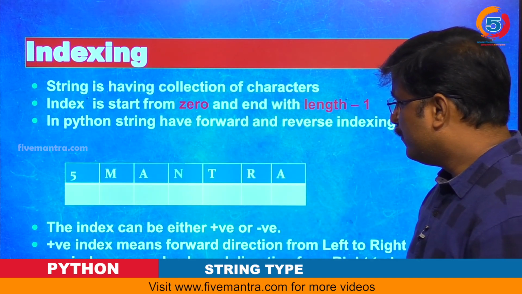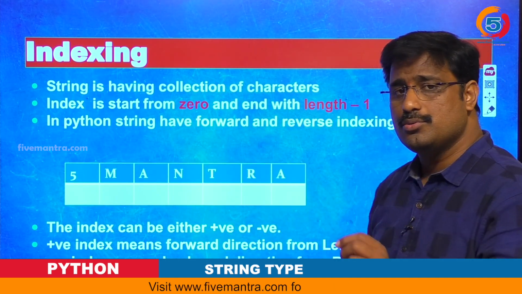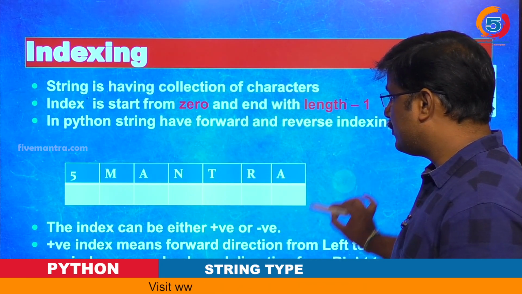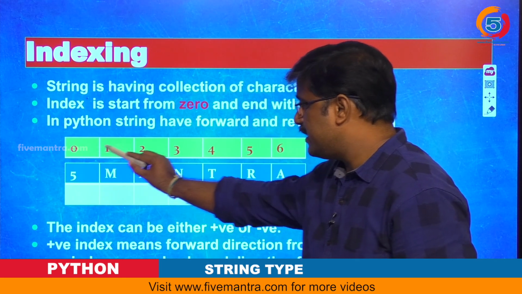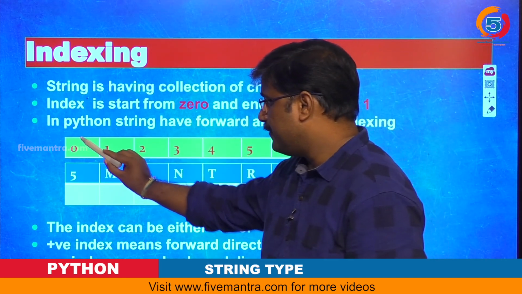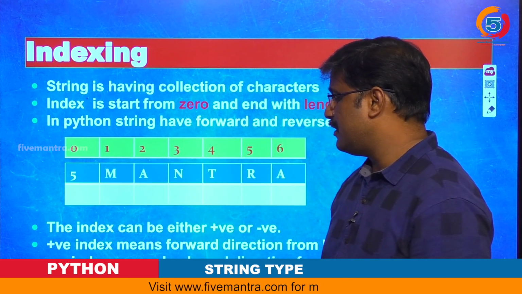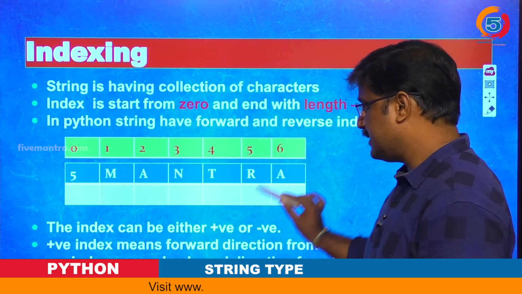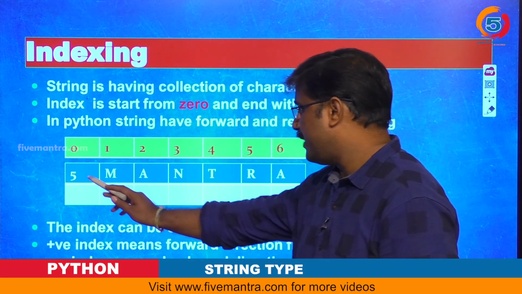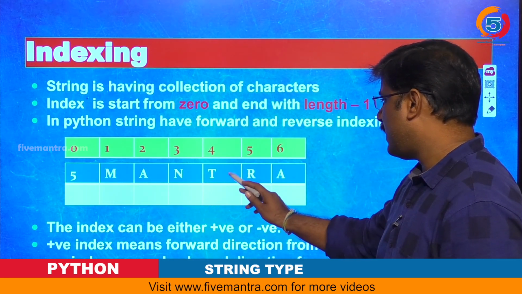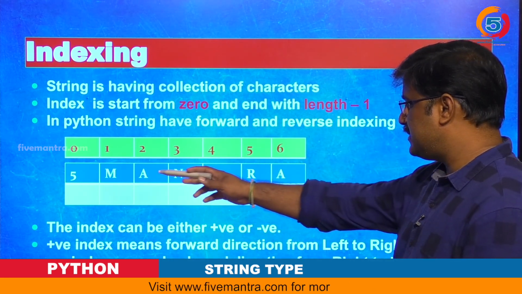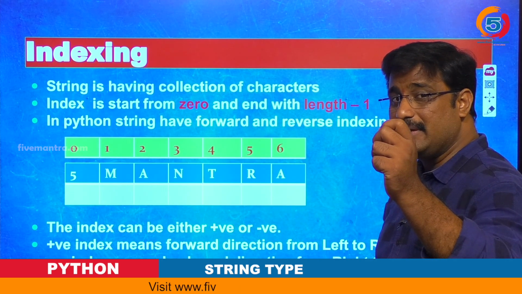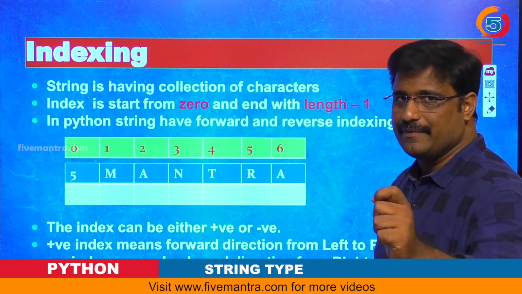This is my word: 5 Mantra. I want to save it into my memory location. Whenever you save it, the forward indexing is assigned. 5 has index 0, M is saved in place 1, A in place 2, and 6 is the last one. How many characters do we have? 1, 2, 3, 4, 5, 6, 7 characters. This is the length of the string, which we can say is 7.